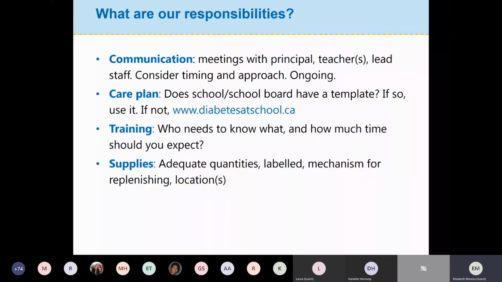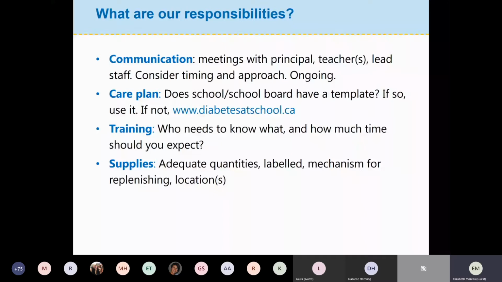So before we talk about what we want from schools, what are our responsibilities as parents? I've grouped them into four overall things that we need to think about. The first one, and perhaps most important, is communication, because having a good relationship with your school and with the staff at your school is going to help your child in managing their type 1 on a day-to-day basis. The care plan: getting the care plan initiated is our responsibility. We'll talk more about that in a few minutes.